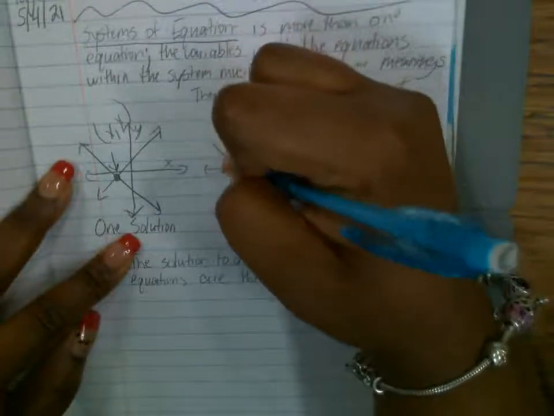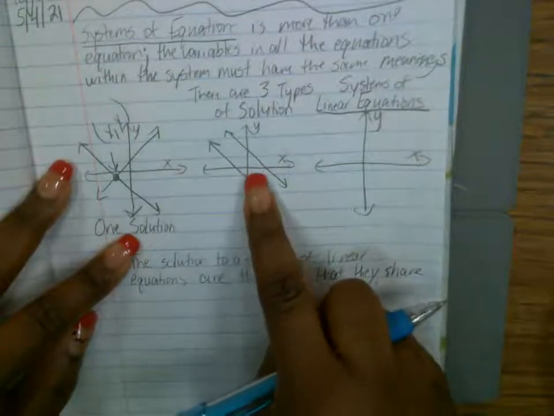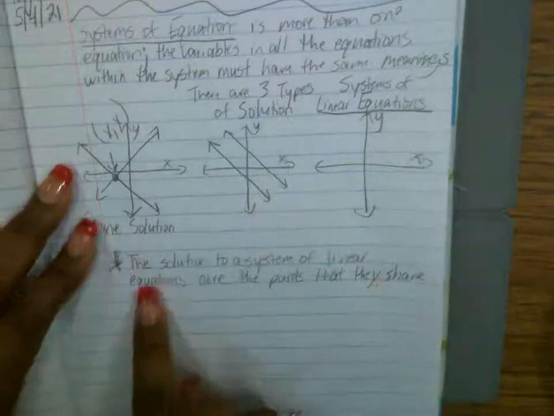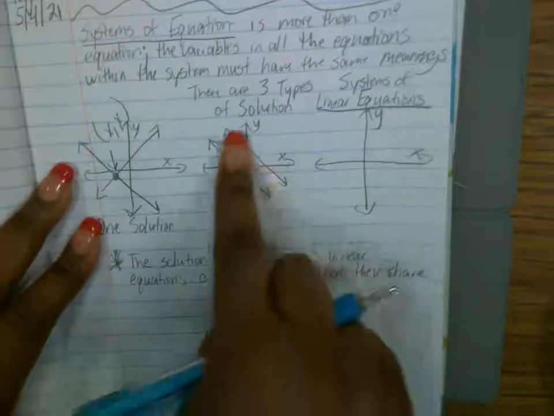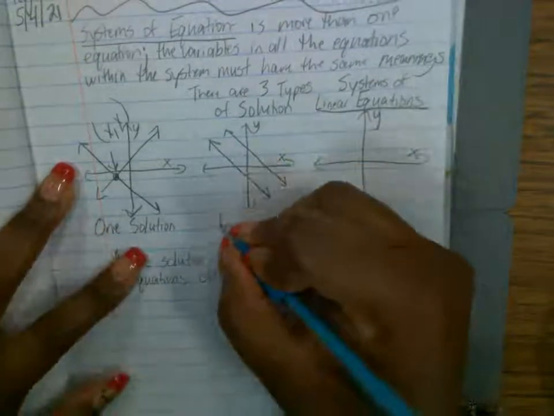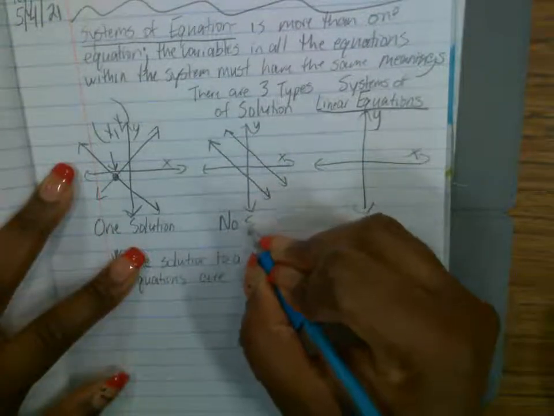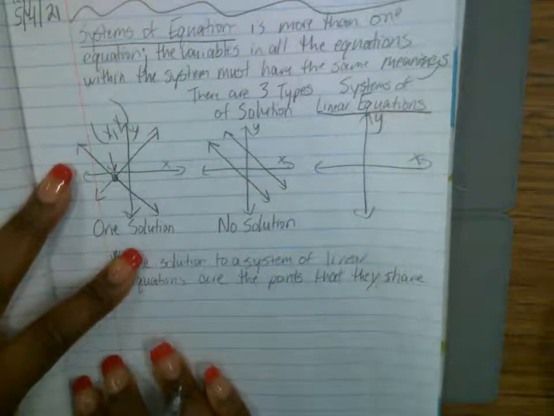You may have two linear equations that when you graph them, they never touch each other. Again, the solution to a system of linear equations are the points that they share. They don't share any points because they don't cross. So this is a no solution.